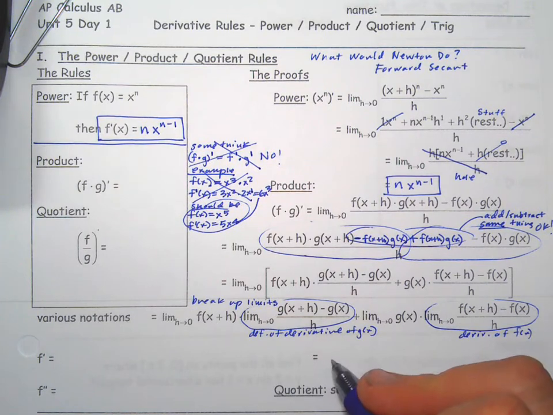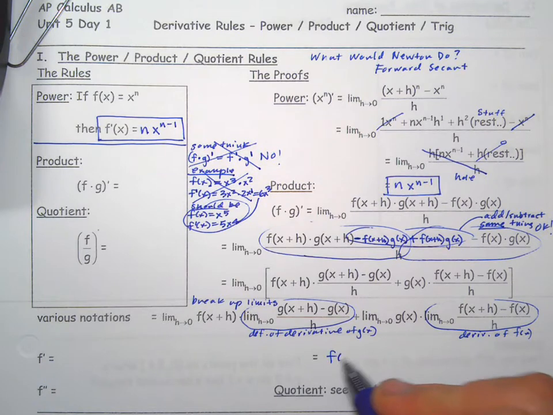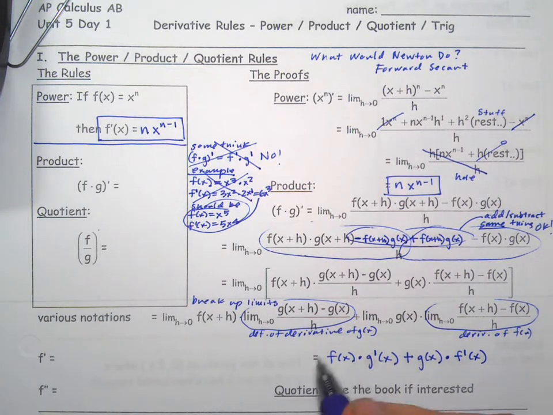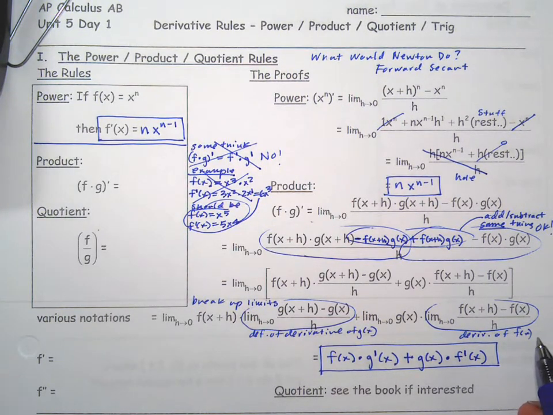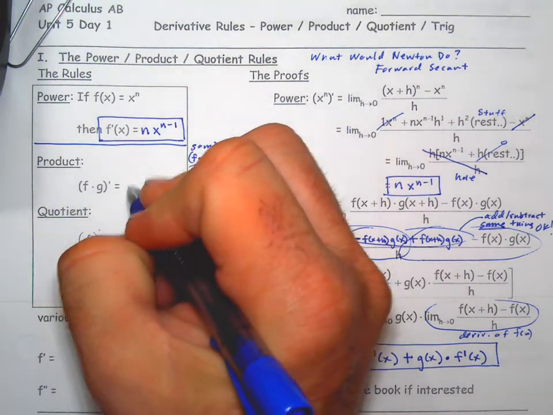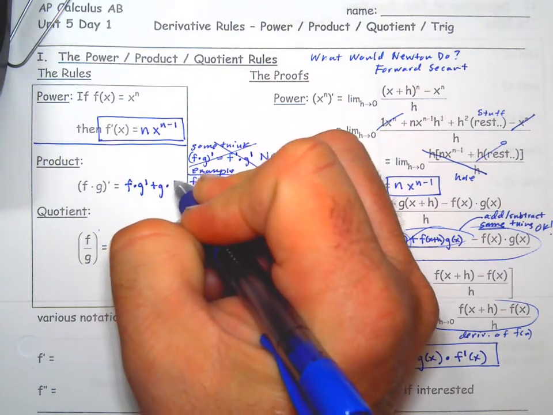So then now if I plug h equals 0 into here, that's just going to be f of x. And then this is the derivative of g. And then this is just going to be g(x). And this is the derivative of f. And this right here is how we take the derivative of a product. Okay? And it's called the product rule. So it is f times g prime plus g times f prime.